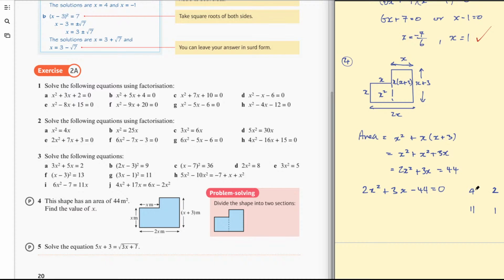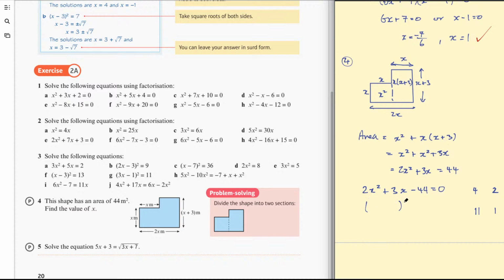Maybe these are not going to work. What other factors could we use for 44? 2 and 22. It's not going to work. What else? What else makes 44? Oh, 4 and 11 does work. Whoops. 4 and 11 does work, of course. I was just thinking of 22 and 4. But of course it's 8 and 11 makes 3.